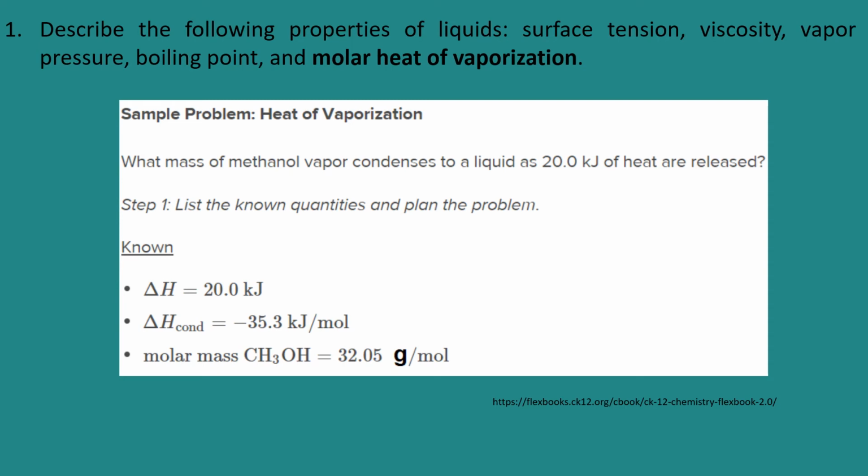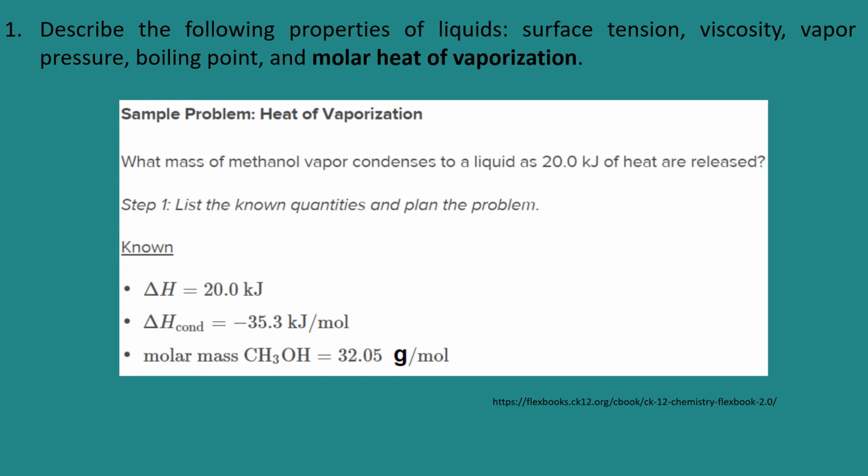We have the known quantities. We have the change in H, it is equal to 20.0 kilojoules, while for the change in H of condensation, it's negative 35.3 kilojoules per mole. So it's from the table earlier, but since it involves condensation, it would be in the negative value, so negative 35.3.